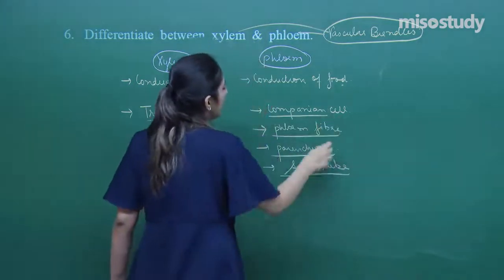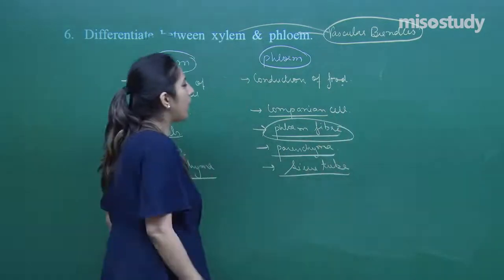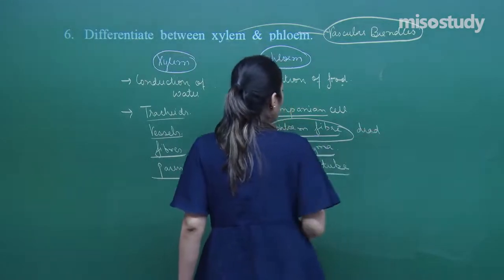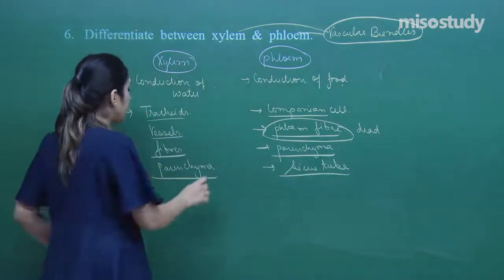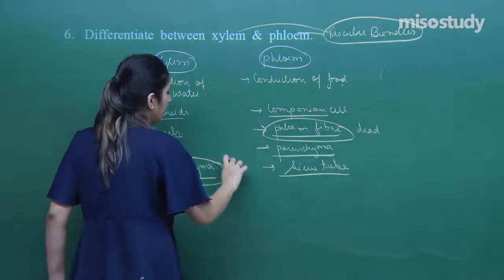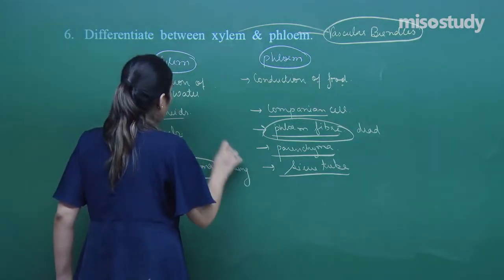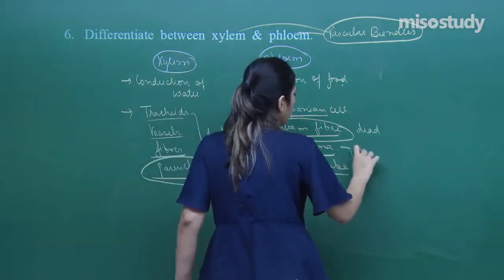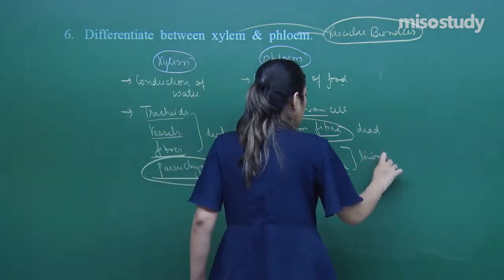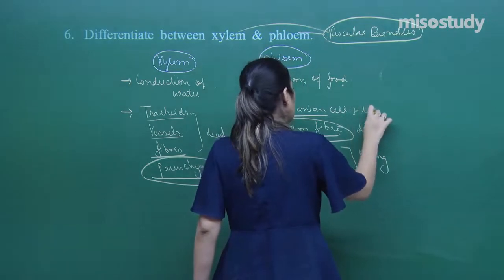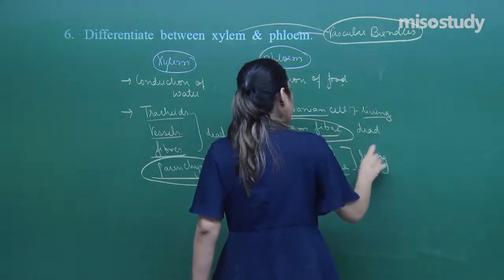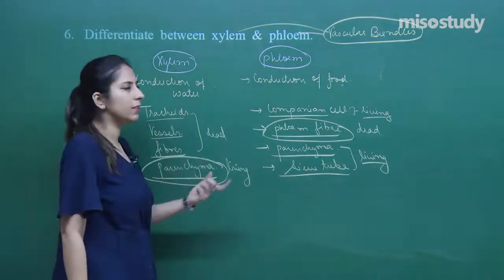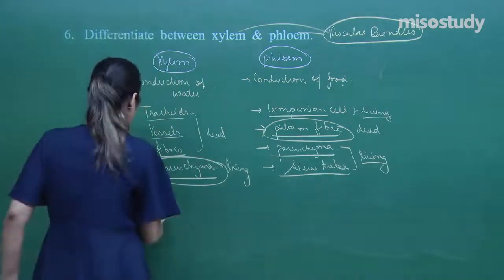Out of all of these, in phloem only the phloem fiber is dead, whereas in xylem the parenchyma is the only one which is living. The rest are all dead. Whereas in phloem these are living. The sieve tube is also living. They are present in bulk in xylem, and in small quantity in phloem.